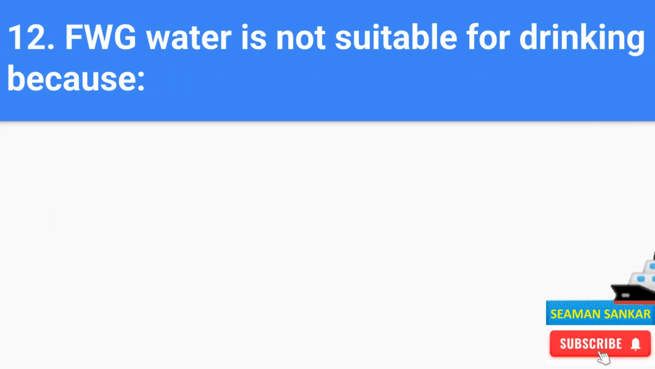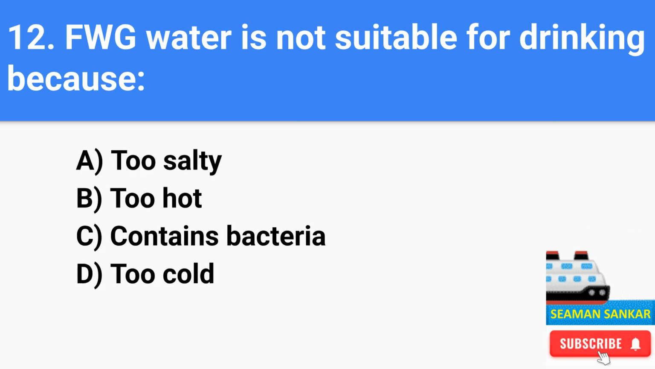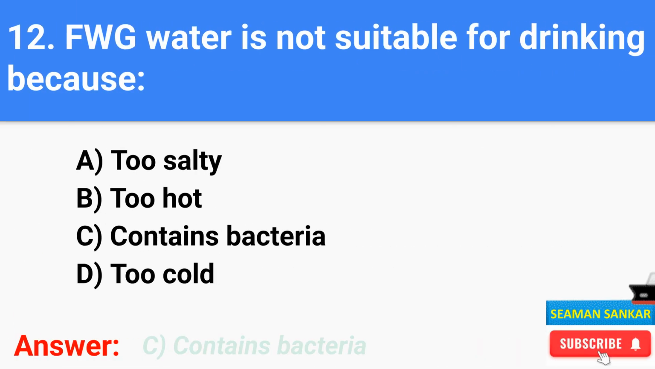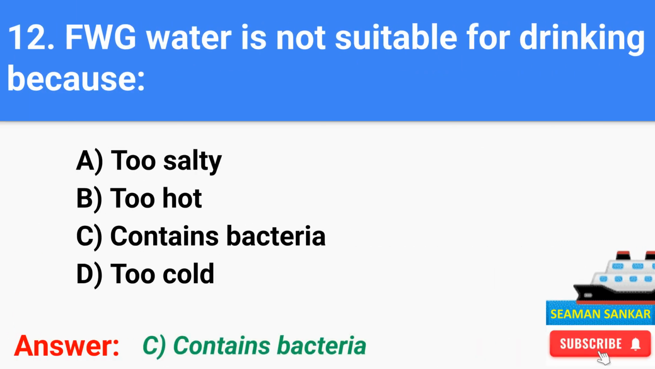Question 12. FWG water is not suitable for drinking because A. Too salty, B. Too hot, C. Contains bacteria, or D. Too cold. The answer is C. Contains bacteria. Although distilled, the water is not sterile and requires chlorination for safe drinking.